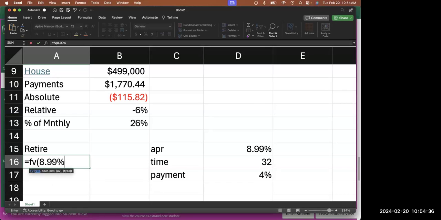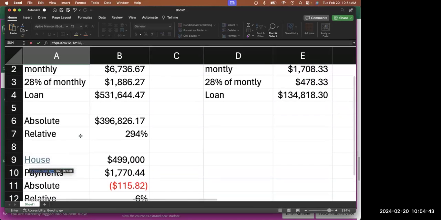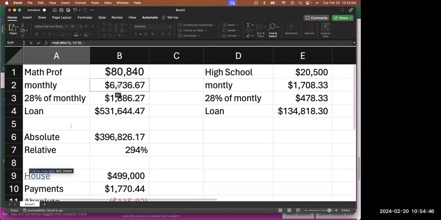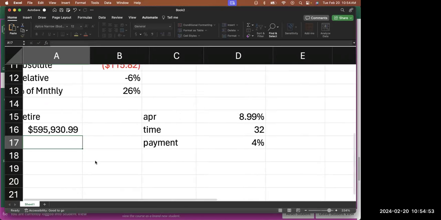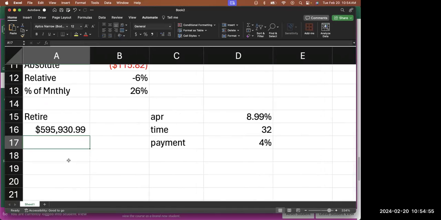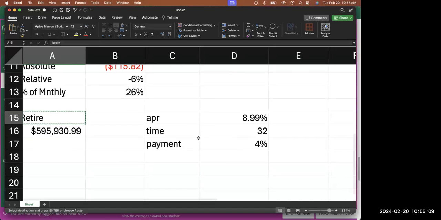8.99%, 4% divided by 12, 12 by the 32 years, minus, here's how I'm going to do it. I just want Excel to calculate. I'm going to do the monthly times 0.04. That would work. So that's one way you can do it. The other way is just to find 4% of your monthly income and then just input that. Either way, either way. So that's what I would expect the math professor to have in their account.